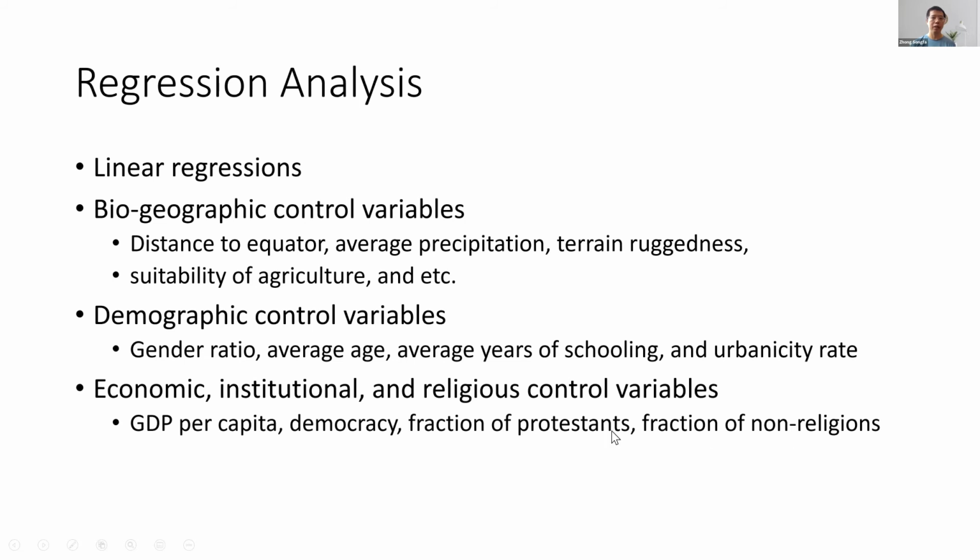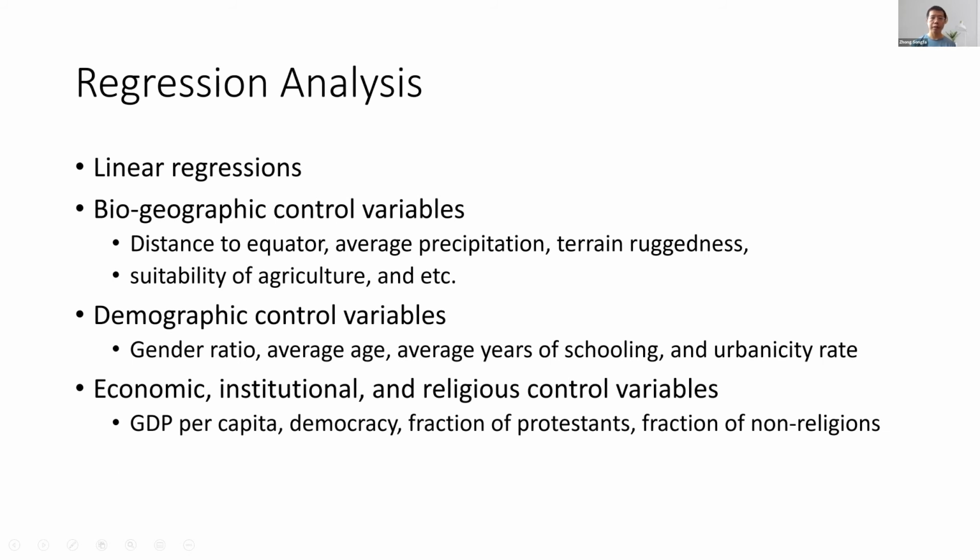We tend to see that the first group, the biogeographic control variables, are more likely to be exogenous relative to individualism or risk perception. Demographic and these socioeconomic and religious variables are more likely to affect individualism or risk perception, or to be affected by them. So in our preferred analysis, we tend to use the regression with biogeographic controls. But nevertheless, we will continue to show what we see if we add more control variables.